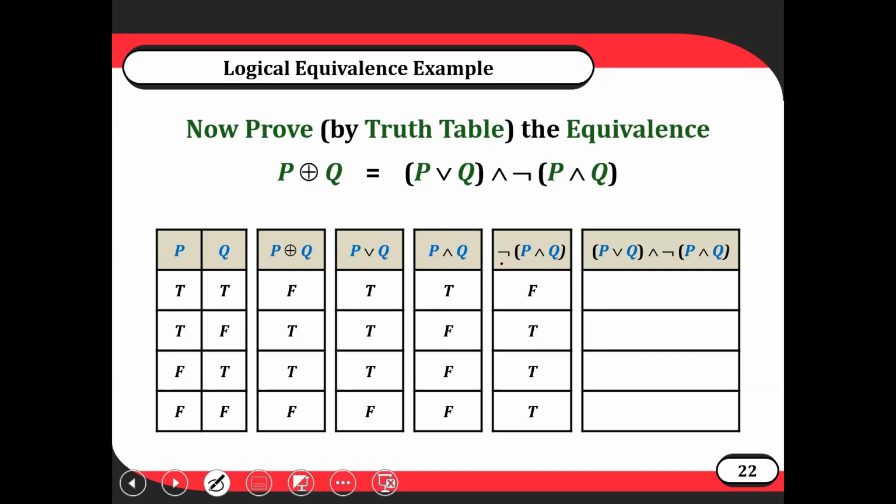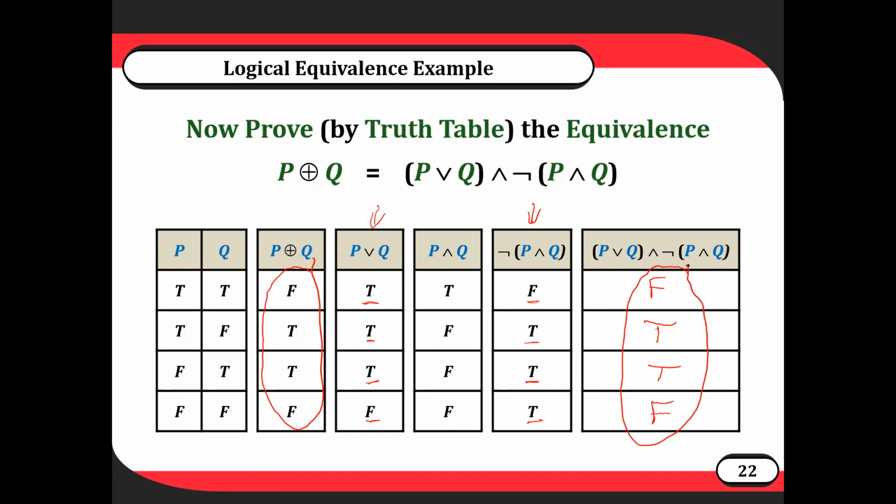And now we want to take this column and apply the logical AND operator with the values in this column. So we have true and false, that's false. True and true, that's true. True and true, that's true. And false and true, that's false. And so if we look back at our P exclusive OR Q, we have false, true, true, false, and that's the same as this. So we've proven that these two expressions are logically equivalent.